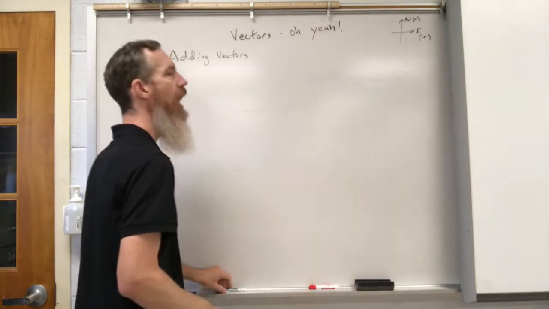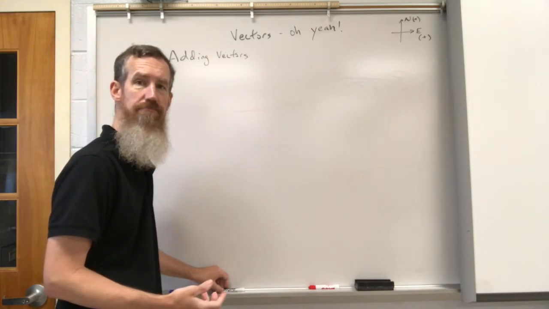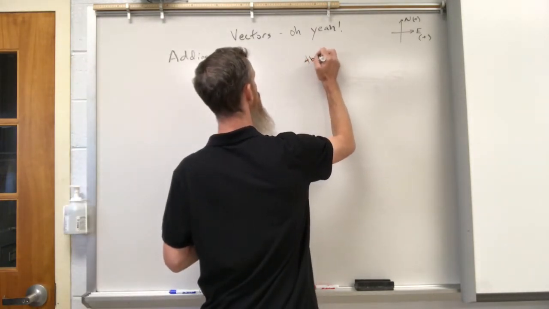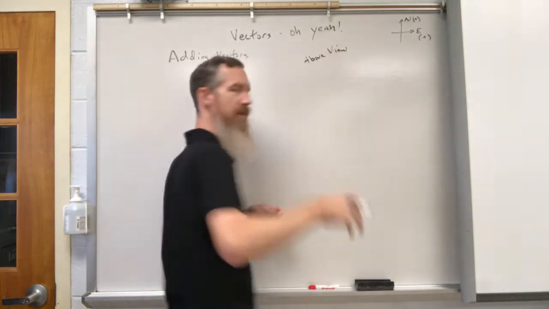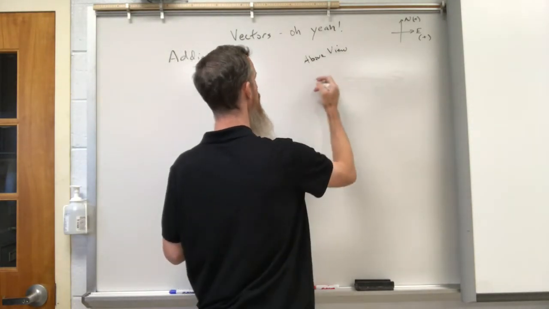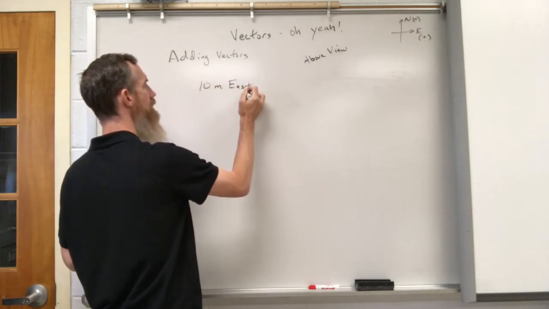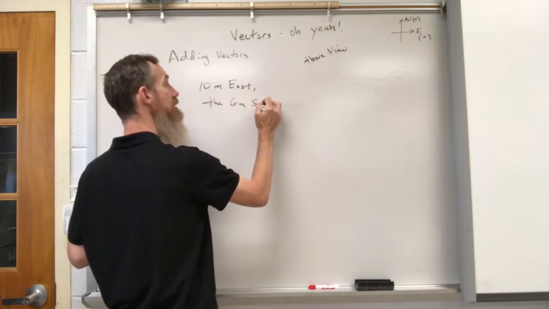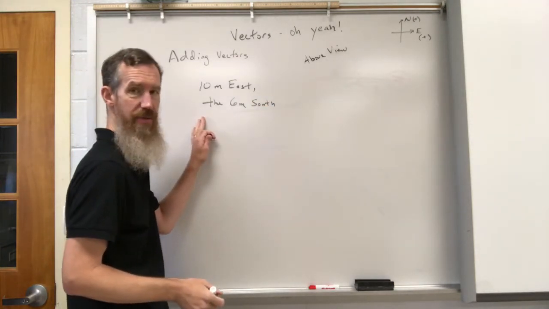Now, let's say we are taking a walk. And let's do an above view. Above view, that's great. So we're up in the sky, we're looking down at somebody, and let's say they go first 10 meters east, then 6 meters south. So a person walks 10 meters east, then 6 meters south.